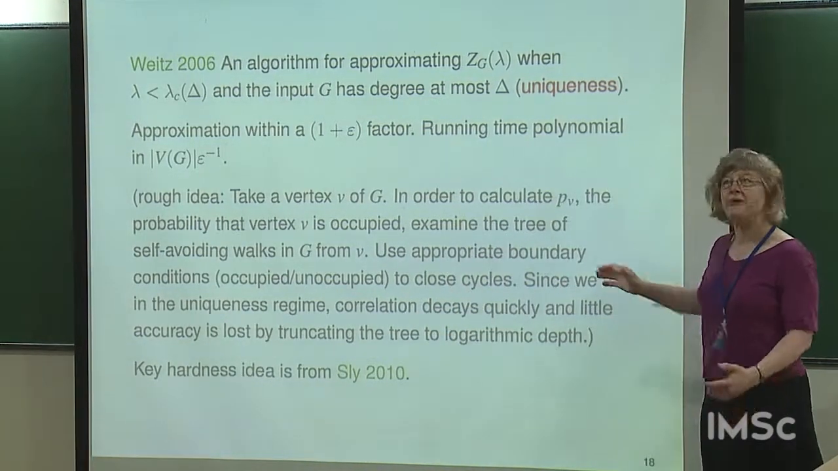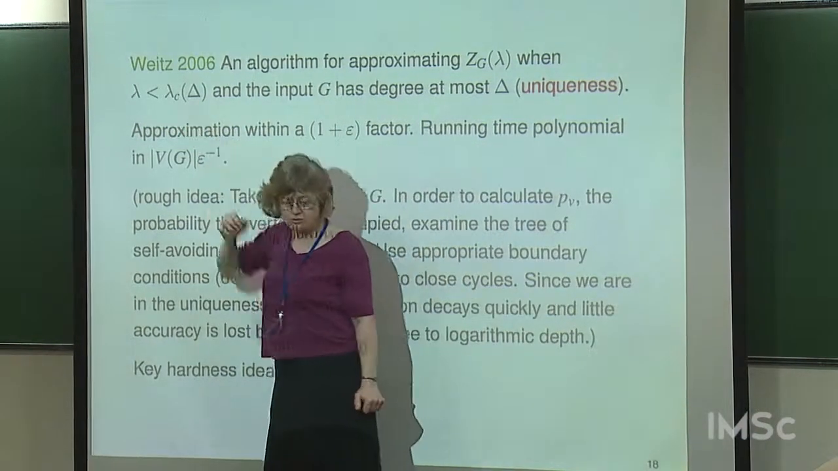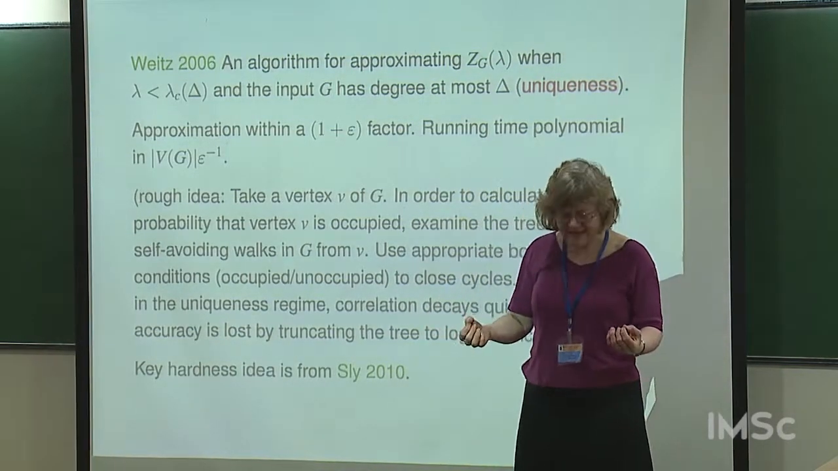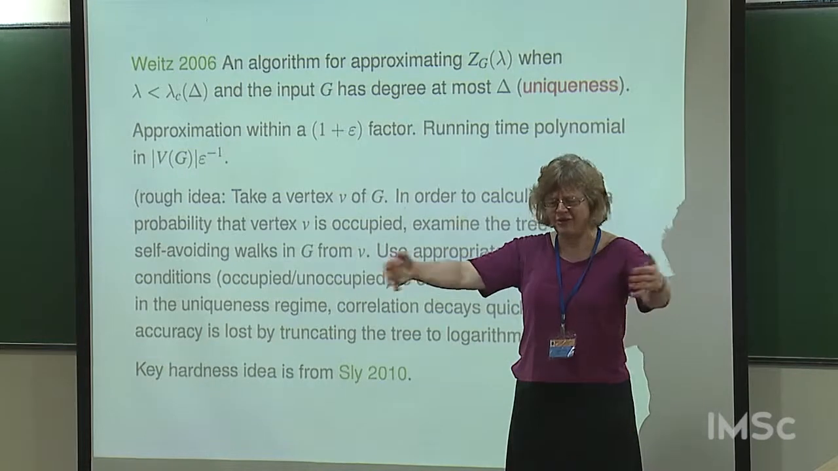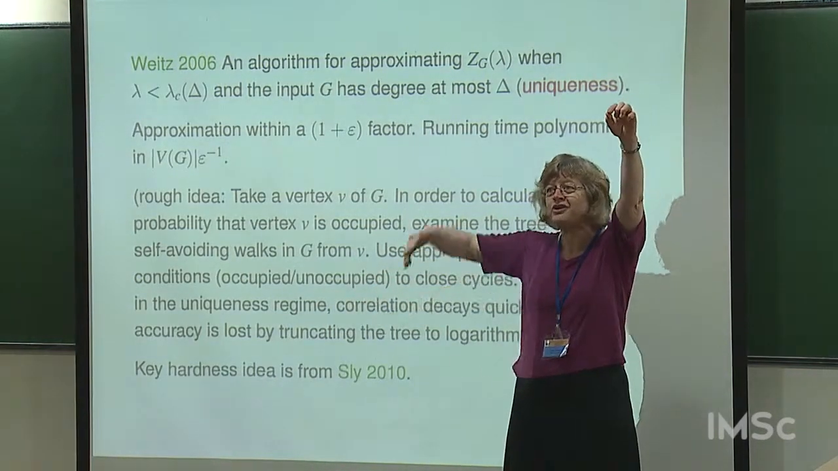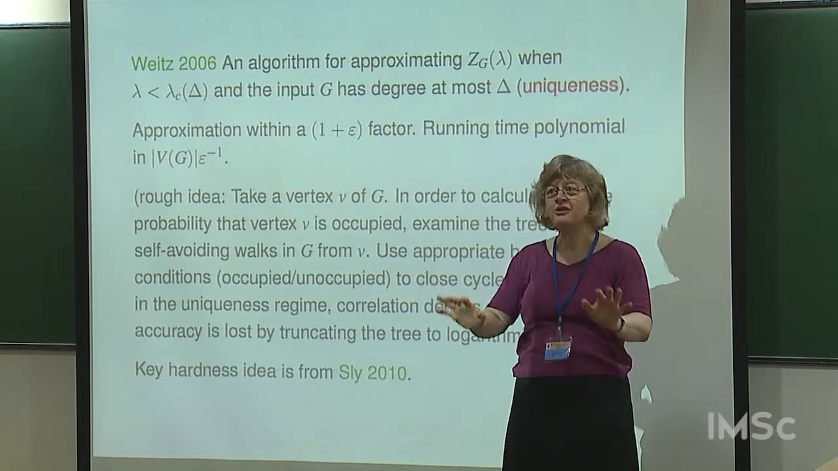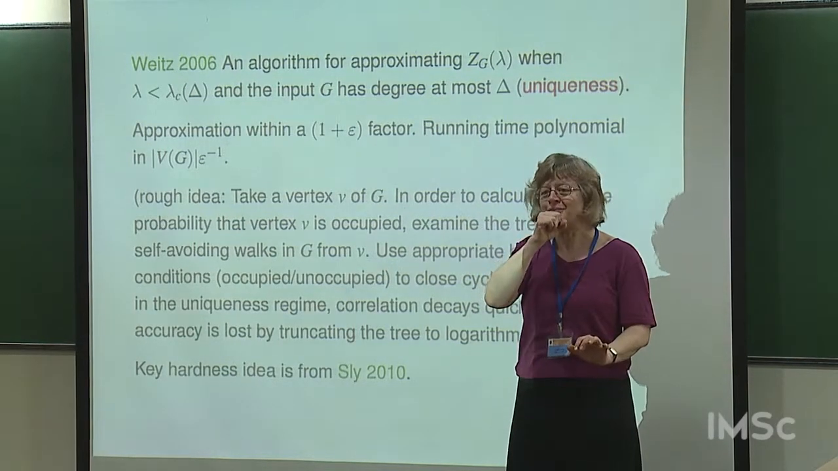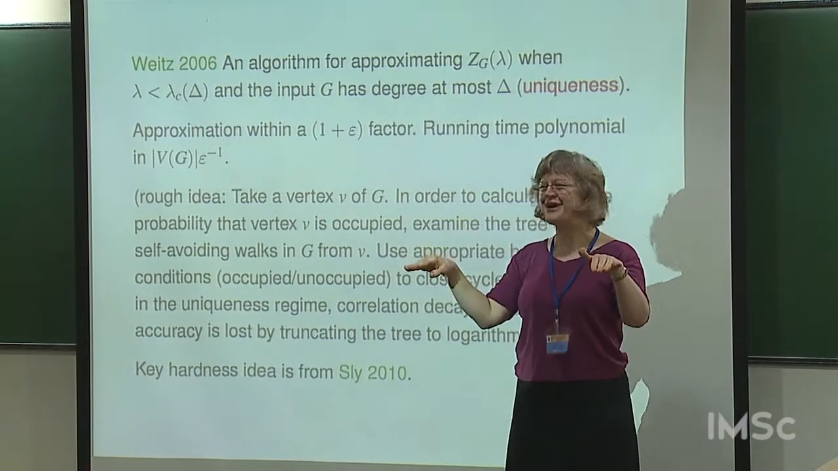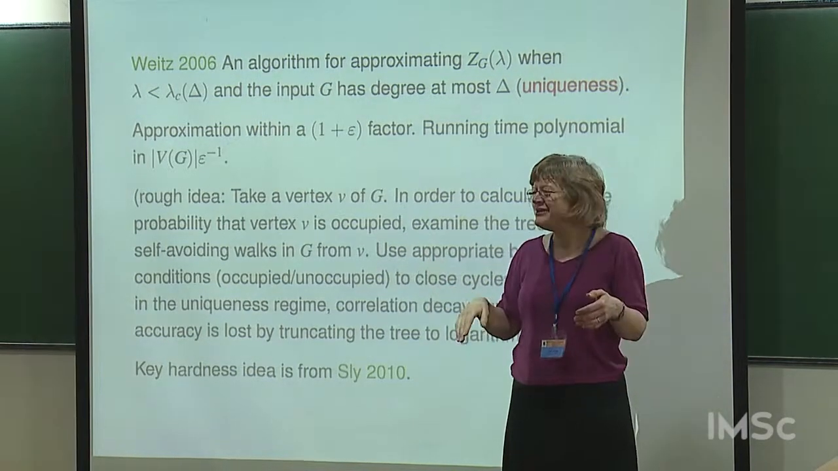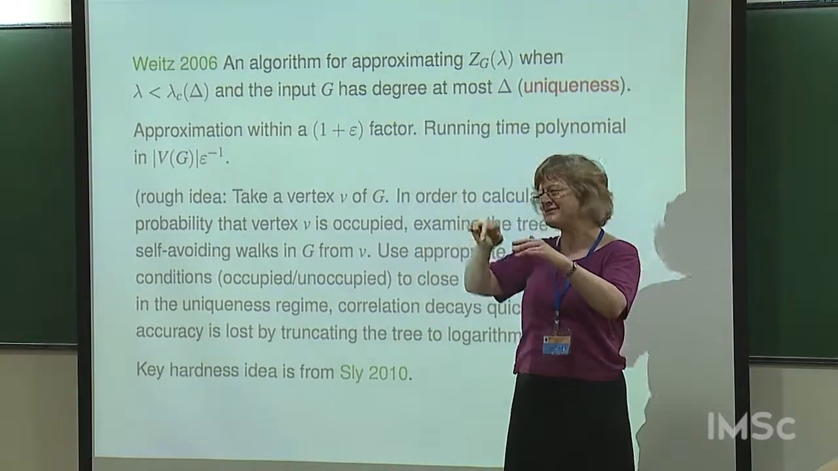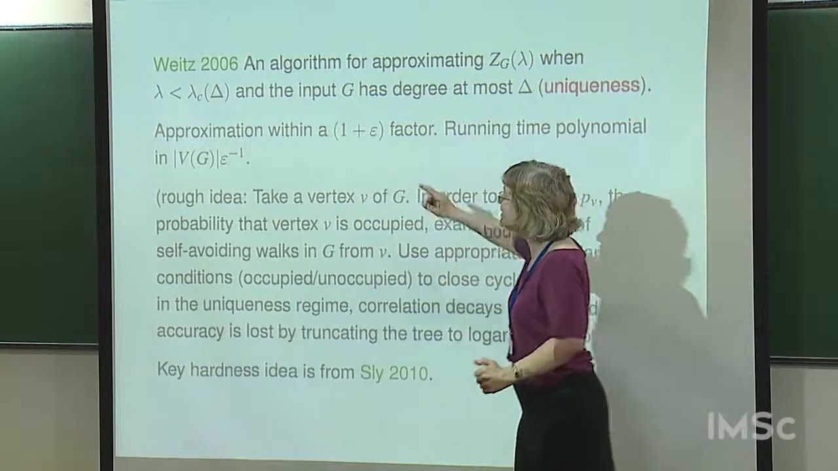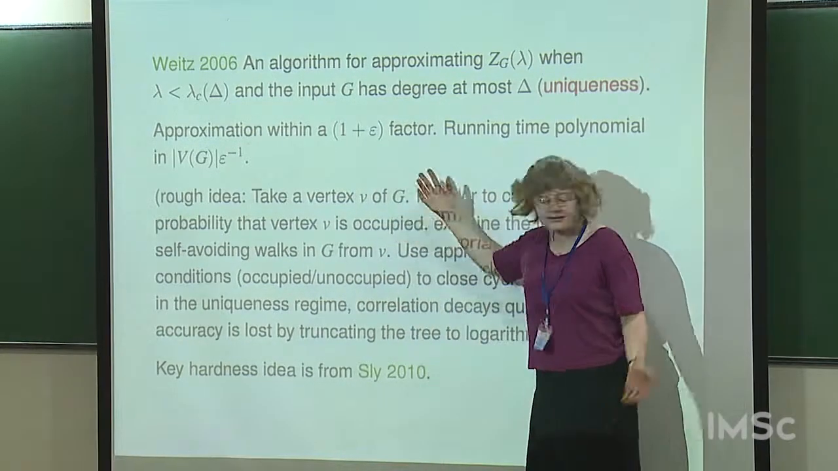Now, what Dror noticed is that if you're in uniqueness, then correlations between vertices don't last very long. If you've got two vertices far away on the graph, they're not very correlated. And so if I took this self-avoiding walk tree, which I would use to calculate the probability that the vertex is in, I could just truncate it at depth log n and fix the whole boundary. It wouldn't have much effect on the root, because log n is so far away from the root that conditioning makes almost no difference. Okay, so that's the point about uniqueness. Correlations die quickly, and so you can do it.